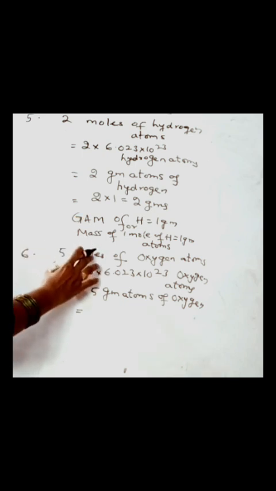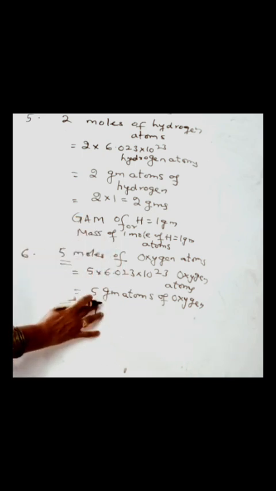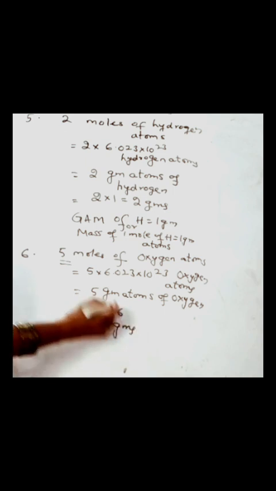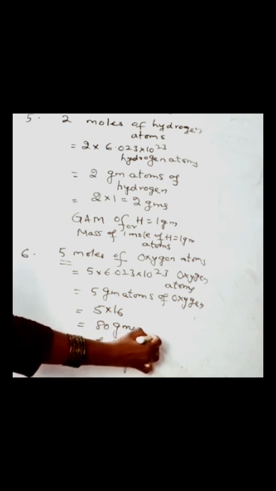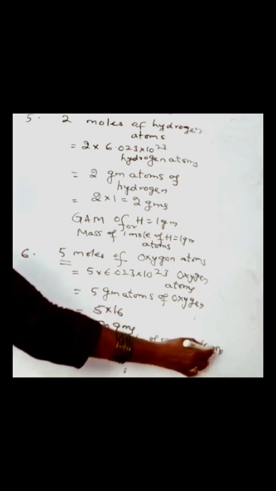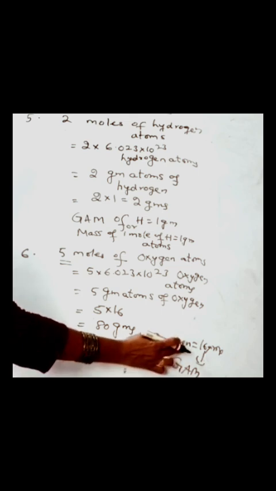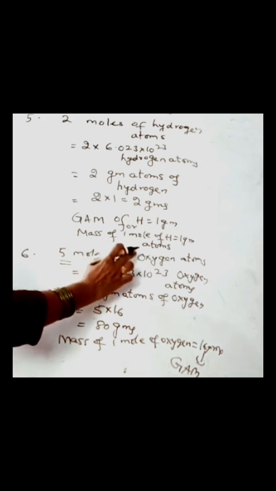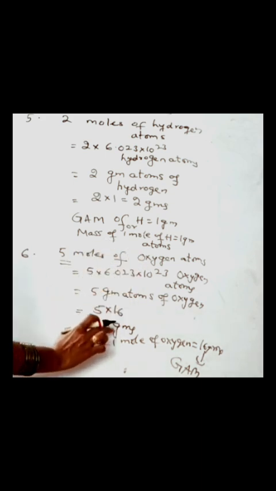And the mass of 5 moles of oxygen atoms is equal to 5 into 16, that is equal to 80 grams, because mass of 1 mole of oxygen is equal to 16 grams. This is also called as gram atomic mass of oxygen. Gram atomic mass of oxygen is 16 grams. So 5 moles of oxygen atoms mass is 5 into 16, that is equal to 80 grams.